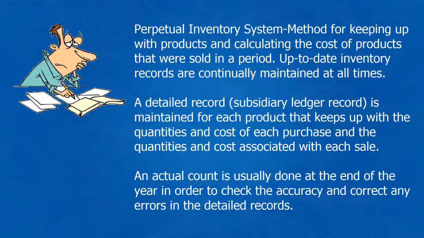Perpetual inventory system: a method for keeping up with products and calculating the cost of products that were sold in a period. Up-to-date inventory records are continually maintained at all times. A detailed record, a subsidiary ledger record, is maintained for each product that keeps up with the quantities and cost of each purchase and the quantities and cost associated with each sale. An actual count is usually done at the end of the year in order to check the accuracy and correct any errors in the detailed records.